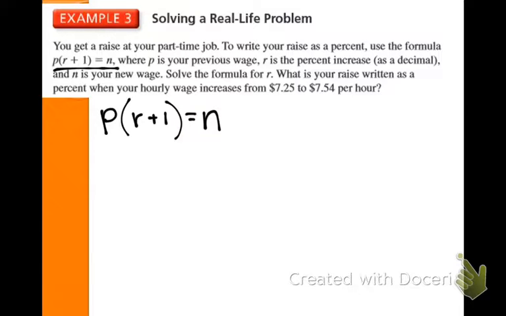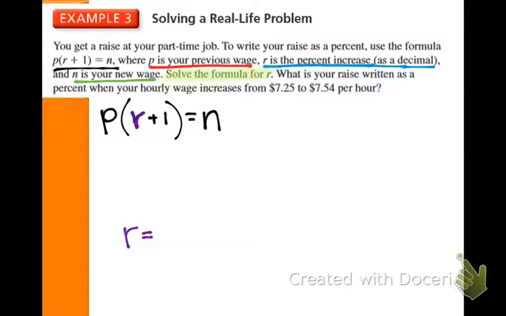It says where P is your previous wage. That's important. R is the percent increase. It's written as a decimal. And then N is your new wage. So it's going to ask us 2 things. The first thing is to solve for the letter R. This is why I told you to wait for me. What is your first instinct when you see a problem like this? What do you want to do? Distribute. You should not. Here's why. Our final answer, we want R to equal something, right?